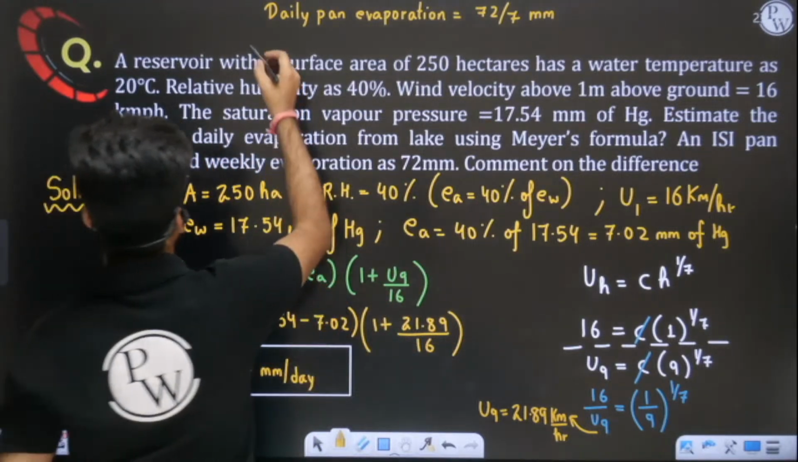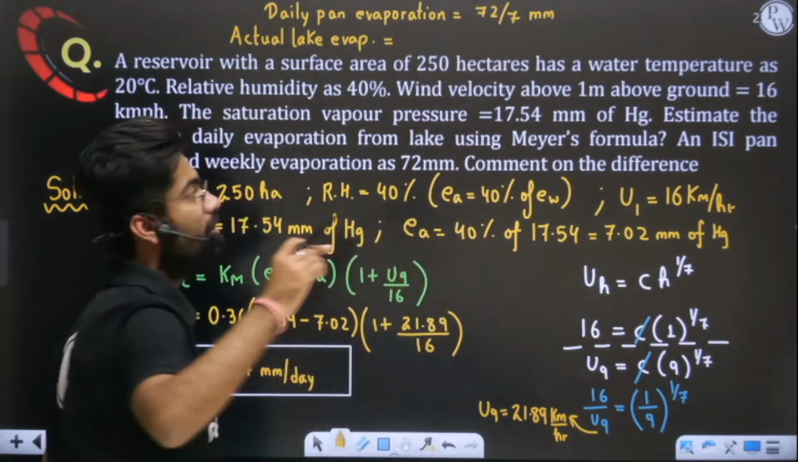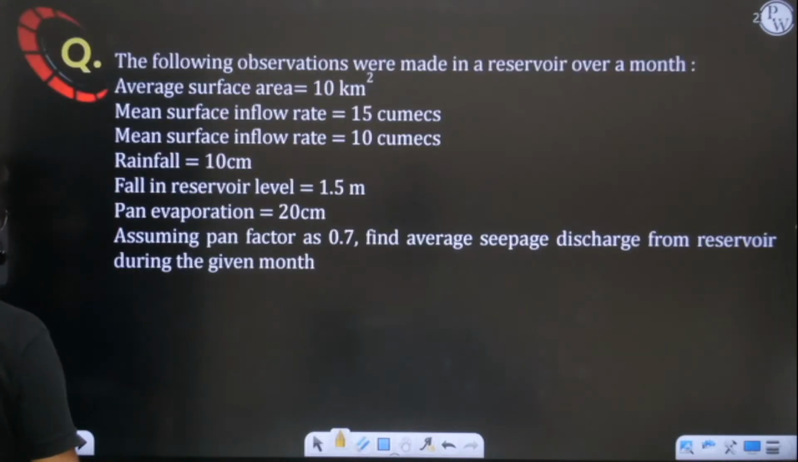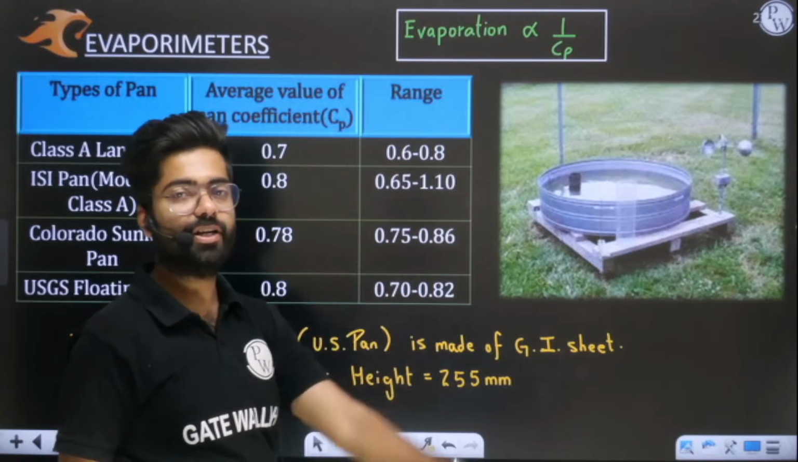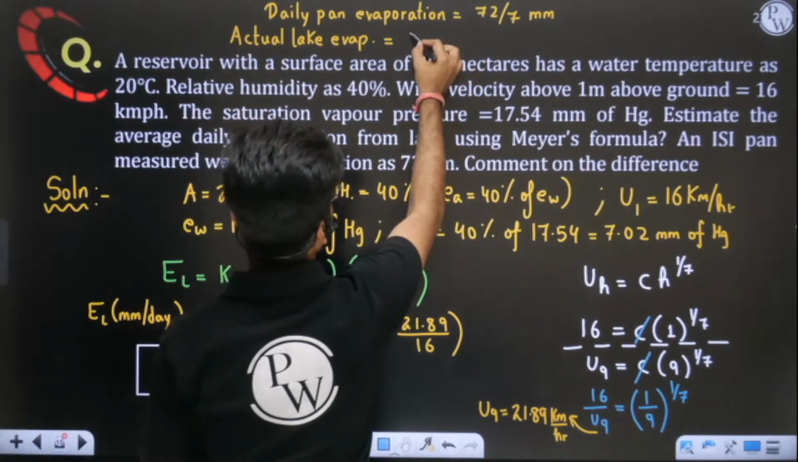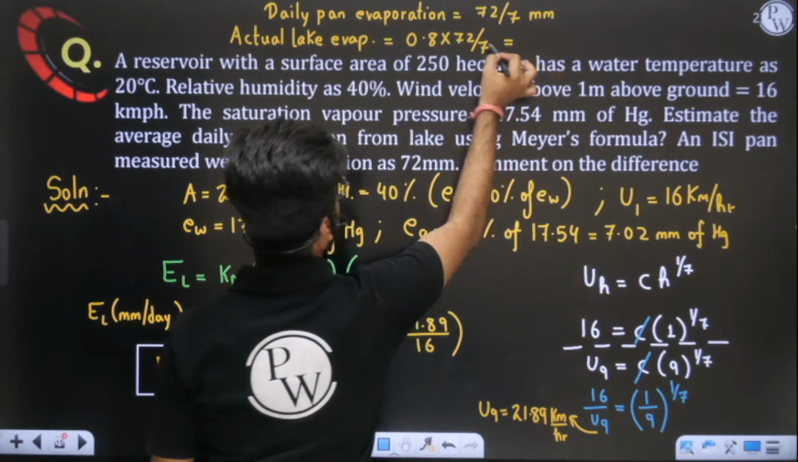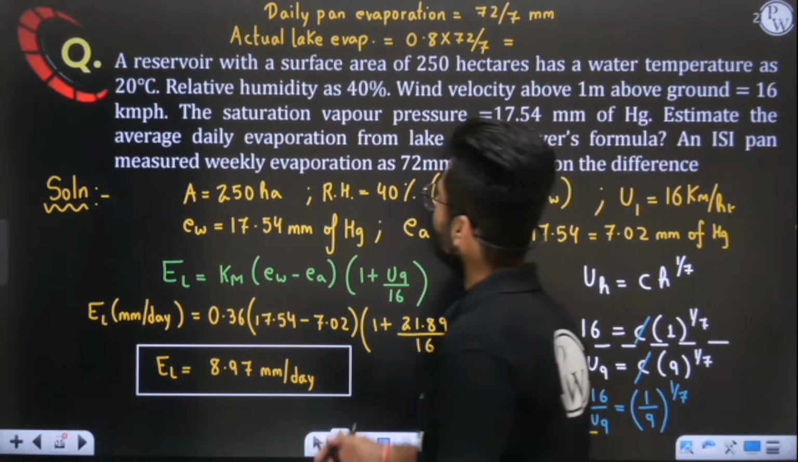Now tell me what will be the actual lake evaporation. We have to multiply this daily value by the pan coefficient. For the Indian standard pan, the pan coefficient value is 0.8. So I will multiply 72 by 7 by 0.8. How much lake evaporation are we getting on a daily basis? This is 8.226, so we can round it off to 8.23.